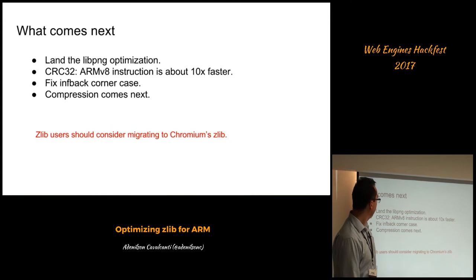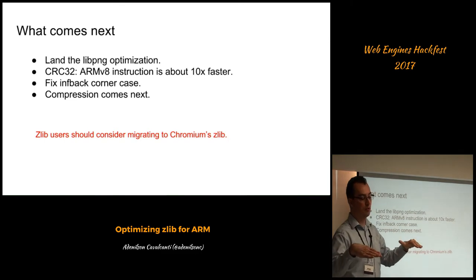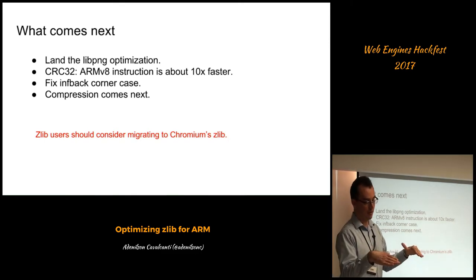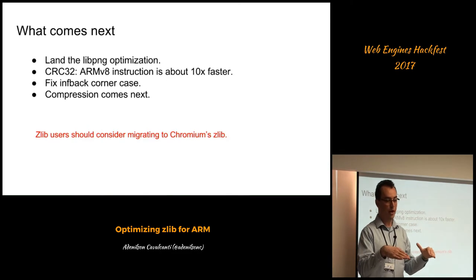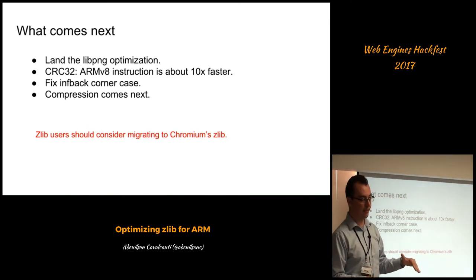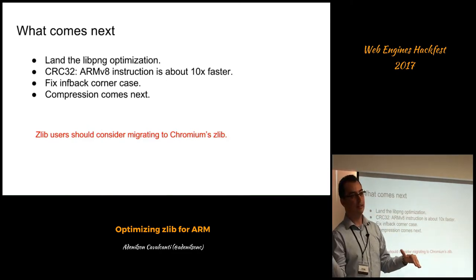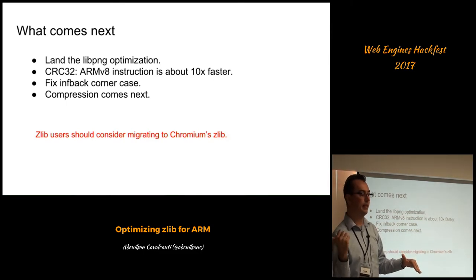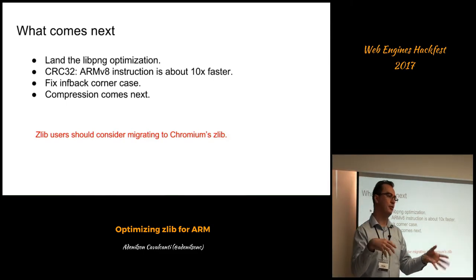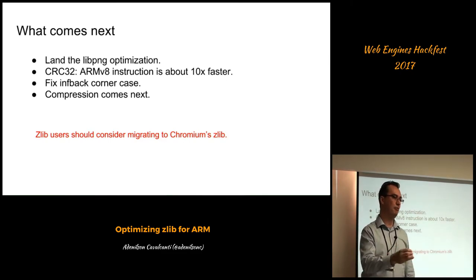Okay, so because the Adler32 is already in Chrome, what I plan to do next is to land the PNG optimization and the CRC32 optimization. There is an issue with inflateBack. Basically zlib offers two public functions to use for decompression. The first one is inflate, which was initially part of the zlib release in 95. Then in 2002 or 2003 they came up with inflateBack.